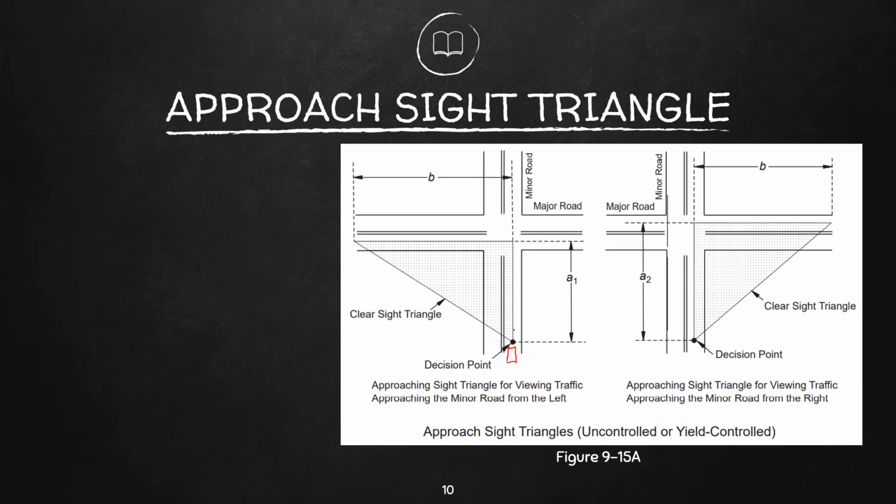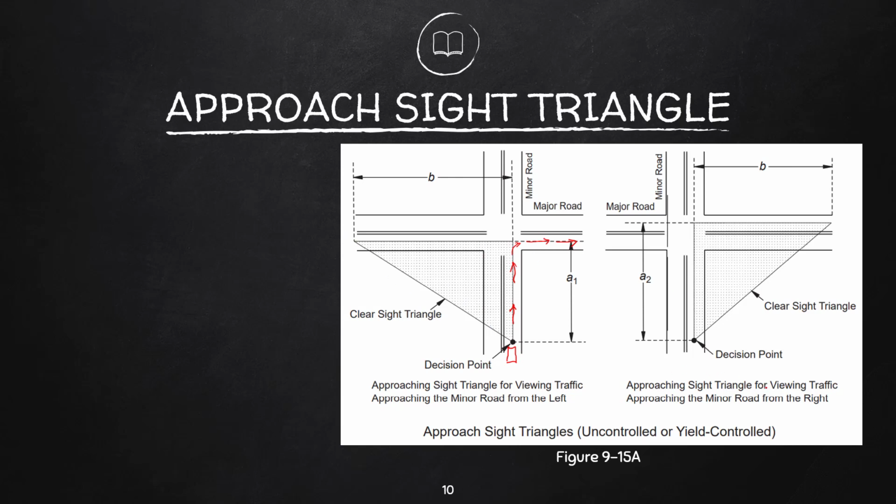Okay? Of course, he will go in this direction. And he wants to go from the left going to this part. Okay, he wants to turn here. So what he needs to have is this clear sight triangle. There should be no obstructions in these portions for him to be able to see these parts.